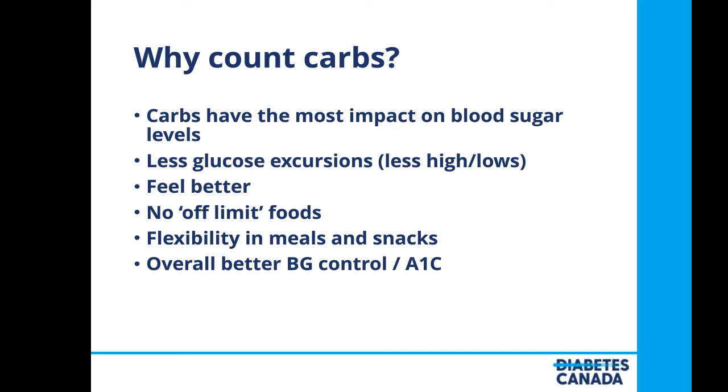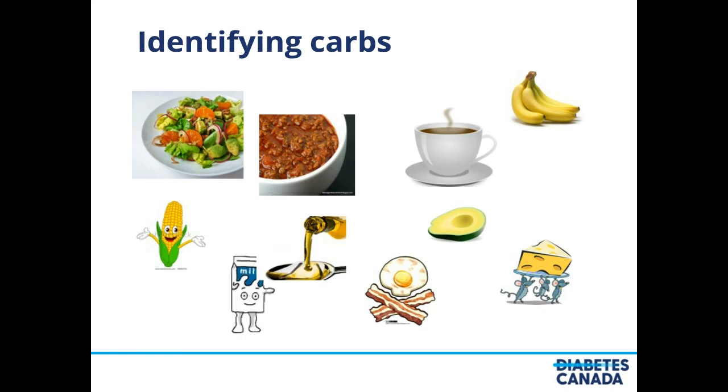All right, so let's take a couple minutes here. If we look at this slide, starting at the top left, there is a salad. I want you to take a couple minutes and write down if these foods contain carbohydrate or not. Number one would be salad, and I'll give you a hint that that's just vegetables and a vinegar dressing, no croutons. The second one is chili. If we go up, number three would be black coffee.